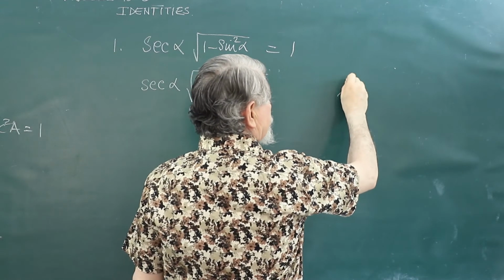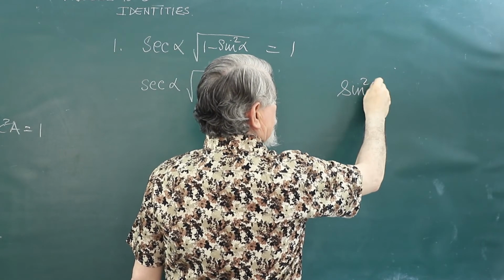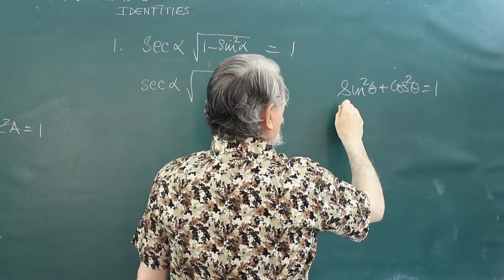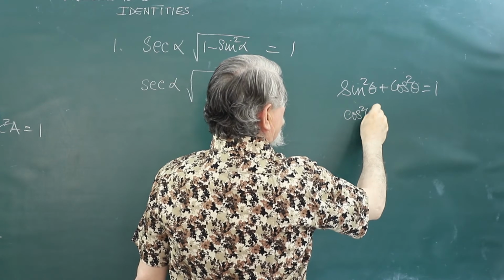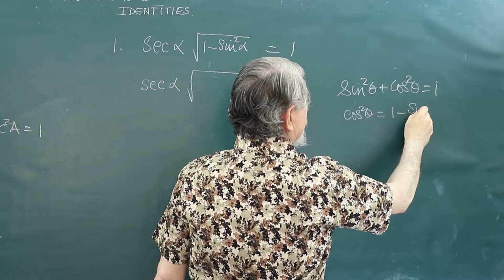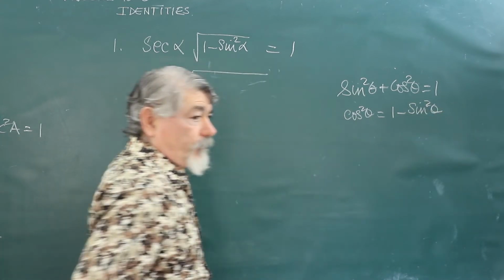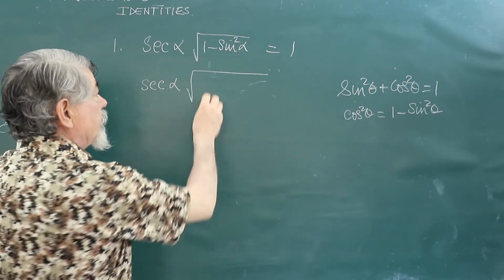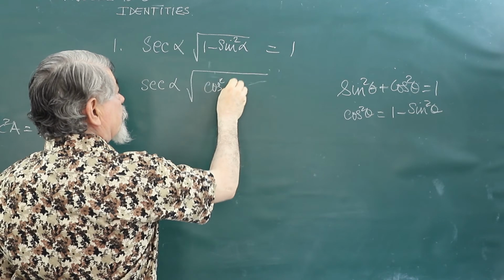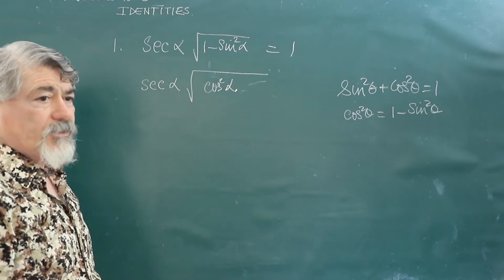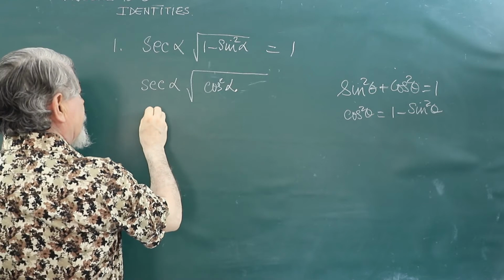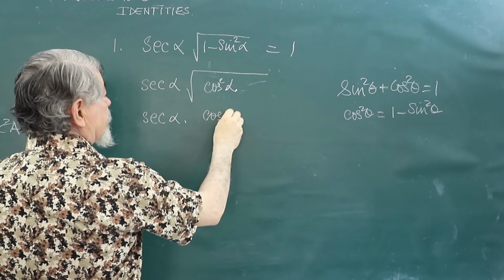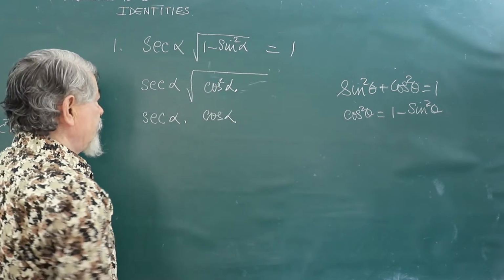Sine square theta plus cos square theta is 1. So cos square theta will be 1 minus sine square theta. Instead of theta, here it is given alpha: 1 minus sine square alpha. So in this I can write cos square alpha. Then it will become sec alpha, and when you take the under root of cos square alpha, it will become cos alpha.